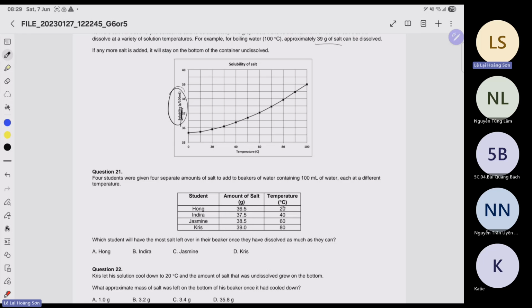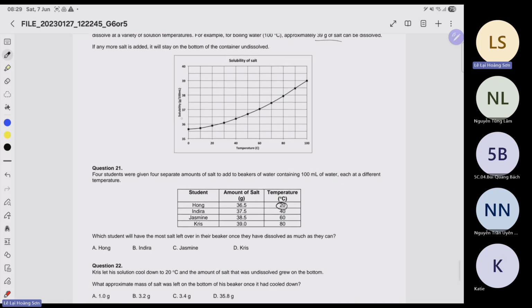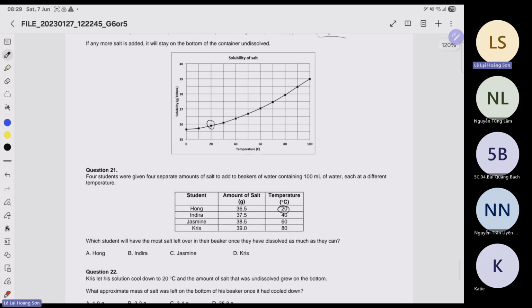All right. So the first one is at 20 degrees Celsius. 20 degrees Celsius is here, and the solubility is almost 36. All right, maybe 35 or something. Okay, so 36.5 minus 35, which is the amount that you can dissolve, it will give you around 1.5. So the amount of salt that you have left for the first student is 1.5. 40 and 37.5.